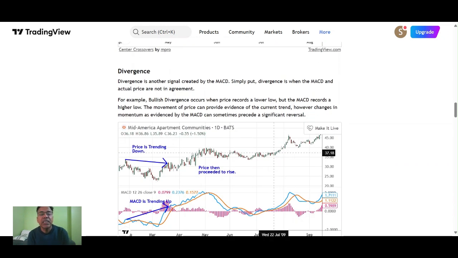Divergence is another signal created by the MACD line. Simply put, divergence is when the MACD and actual price are not in agreement. For example, bullish divergence occurs when the price records a lower low, but the MACD records a higher low. The movement of the price can provide evidence of the current trend. However, a change in momentum, as evidenced by the MACD, can sometimes precede a significant reversal.